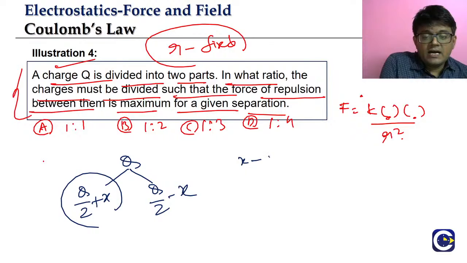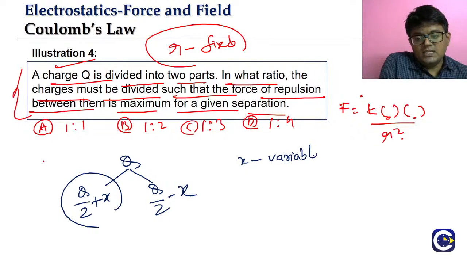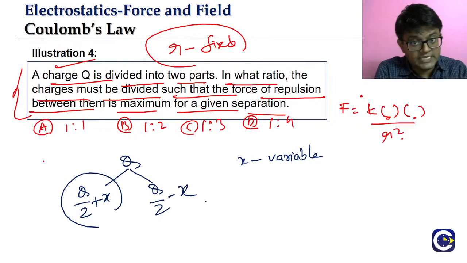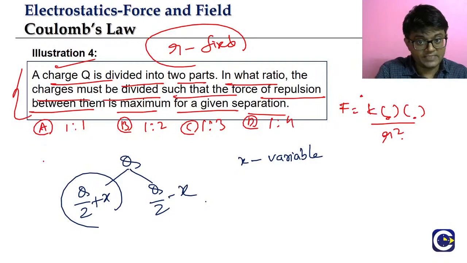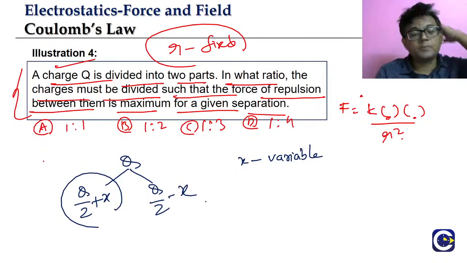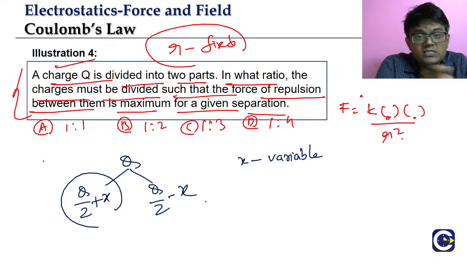இதுல X என்ன தெரியுமா? இதுதான் வேரியபிள். X ஓட வேல்யூ சேஞ்ச் ஆயிட்டே இருக்கும். We don't know what is the value of X. அதை நம்ம இங்க கால்குலேட் பண்ணணும். So பாருங்க, when you are dividing a charge into two parts, அது எப்படி நம்ம ஒரு வேரியபிள் ஃபார்ம்ல கொண்டு வரலாம்? Q by 2 plus X, Q by 2 minus X. Like we can divide the charge into what? Q by 2 plus X, Q by 2 minus X.